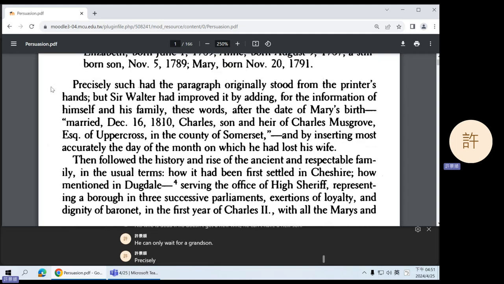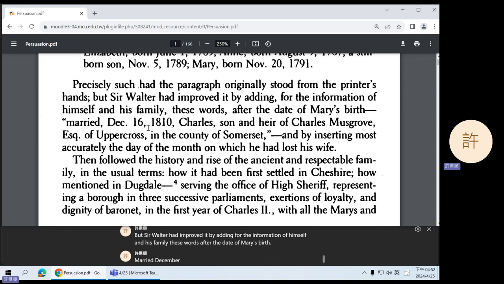Precisely such had the paragraph originally stood from the printer's hands. Such means in this way. So this sentence says, when the book was first printed, right, from the printer's hands. When the book was first printed, this is exactly how it looked. But Sir Walter had improved it by adding, for the information of himself and his family, these words after the date of Mary's birth.